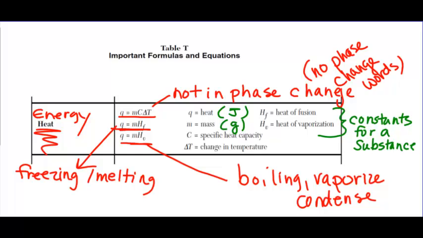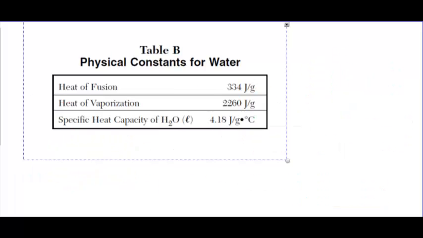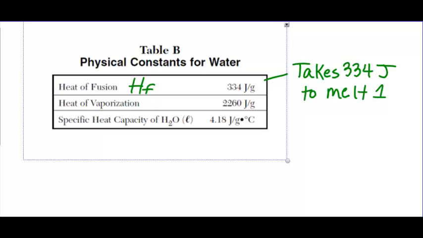So if you're water, those constants are given to you here on Table B, as in boy. There's heat of fusion. That's your HF. It takes 334 joules to melt 1 gram of ice when you're at its melting point. That's what it means. That's the heat of fusion.